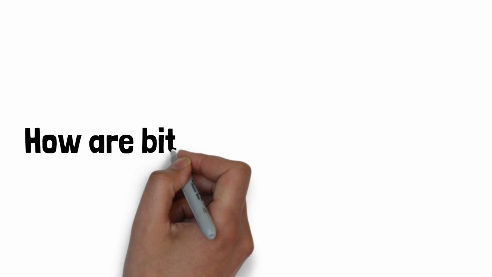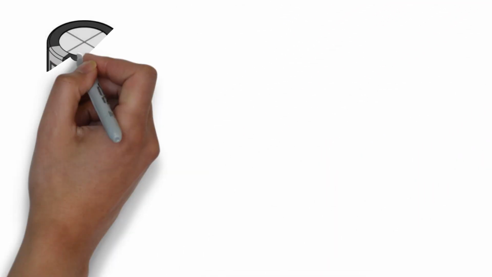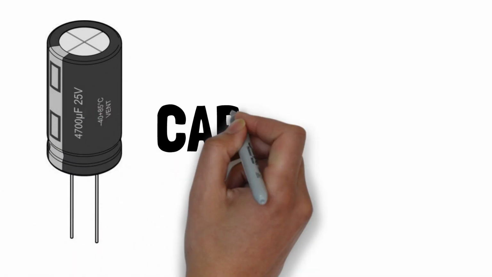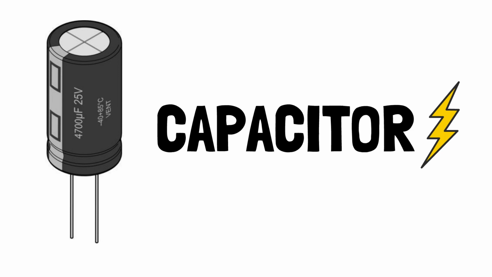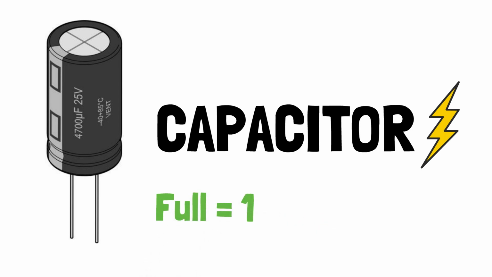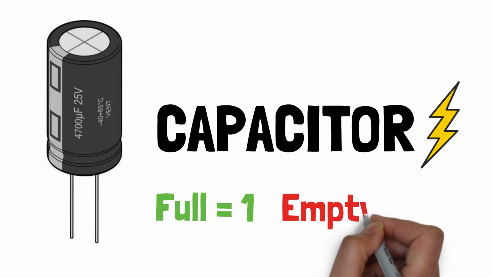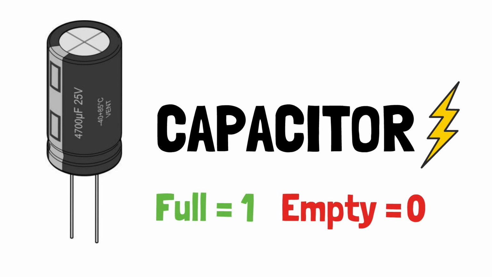So now that we know how to process information theoretically with the fictional Mr. Bit, we can ask, how are bits realized physically? In computers, we have electrical components called capacitors, which store energy. These capacitors are our real-life Mr. Bits. When a capacitor is full of energy, it is in the 1 state. When it is empty of energy, it is in the 0 state. That's one way to store information in the computer. There are other ways, but for the sake of simplicity, we'll just think of this capacitor model of a bit.